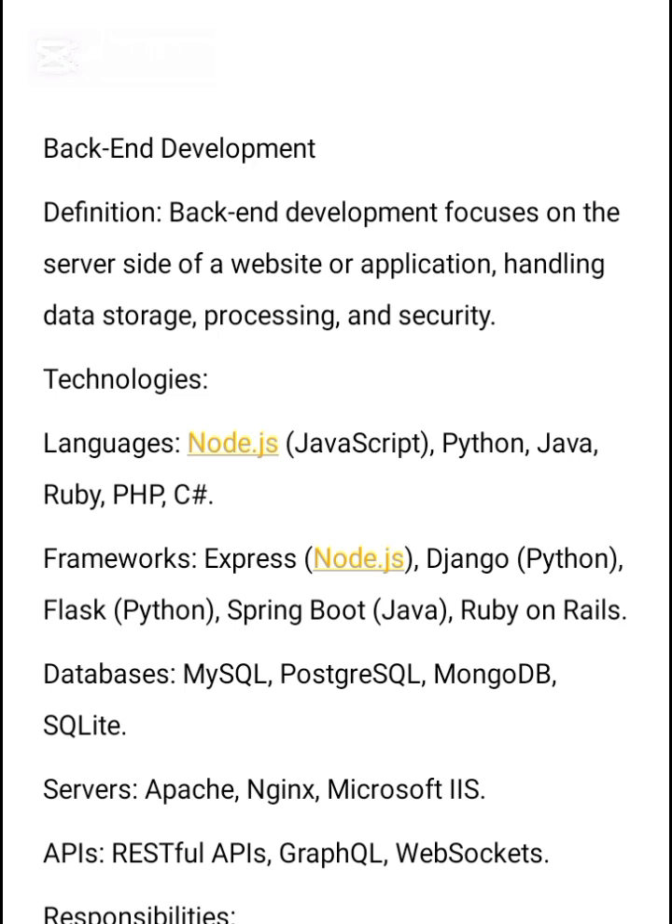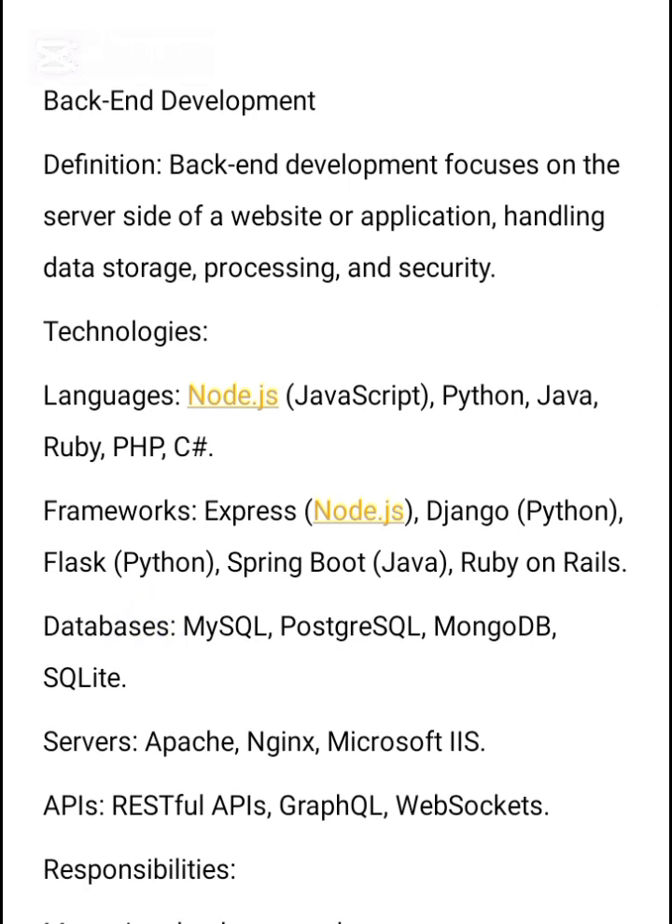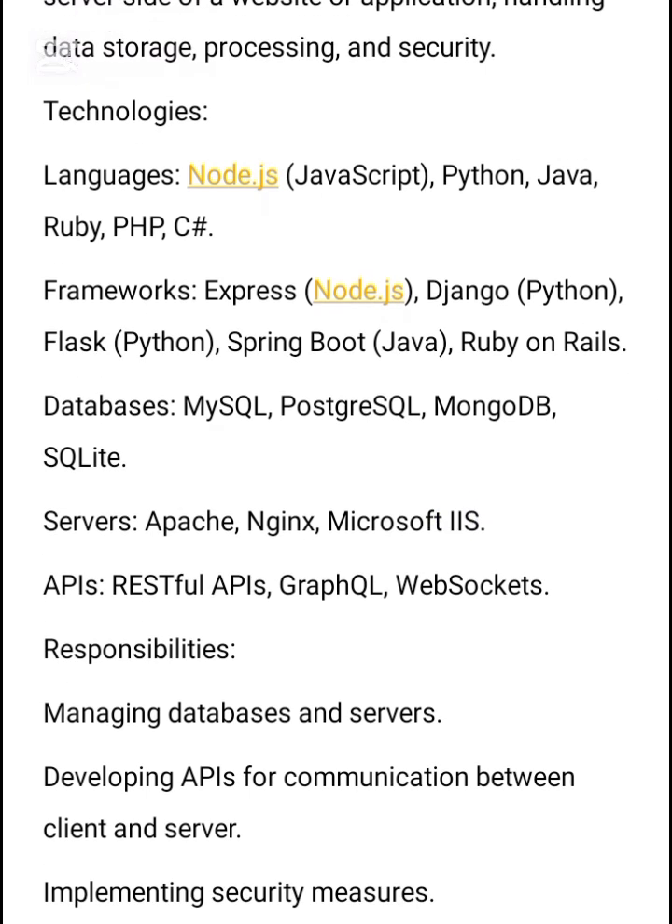So as you can see, the back end focuses on the server side of a website or application, handling data storage, processing and security. Languages involved: Node.js, Python, Java. Node.js is also JavaScript, since anything .js is JavaScript. Then Python, Java, Ruby, PHP, C#. Frameworks involved: Express, Django, Flask, Spring Boot, and Ruby on Rails.